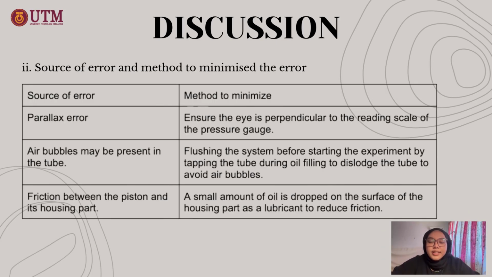The second question in the discussion asks about the sources of error and methods to minimize the error. The first source of error we found is parallax error, and the method to minimize it is to ensure that the eye is perpendicular to the reading scale of the pressure gauge.